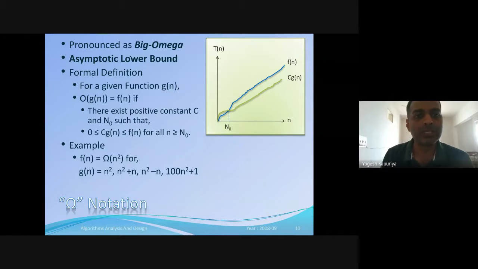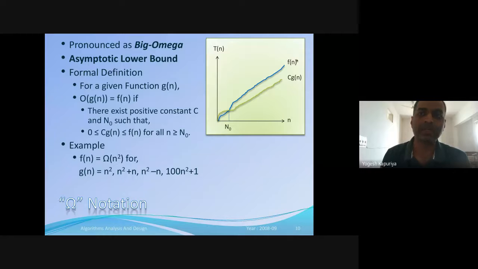Lower bound means that it always gives you the best case scenario. Remember, we have discussed these two scenarios, worst case and best case. If big O notation gives you the worst case scenario, then big omega gives you the best case scenario.